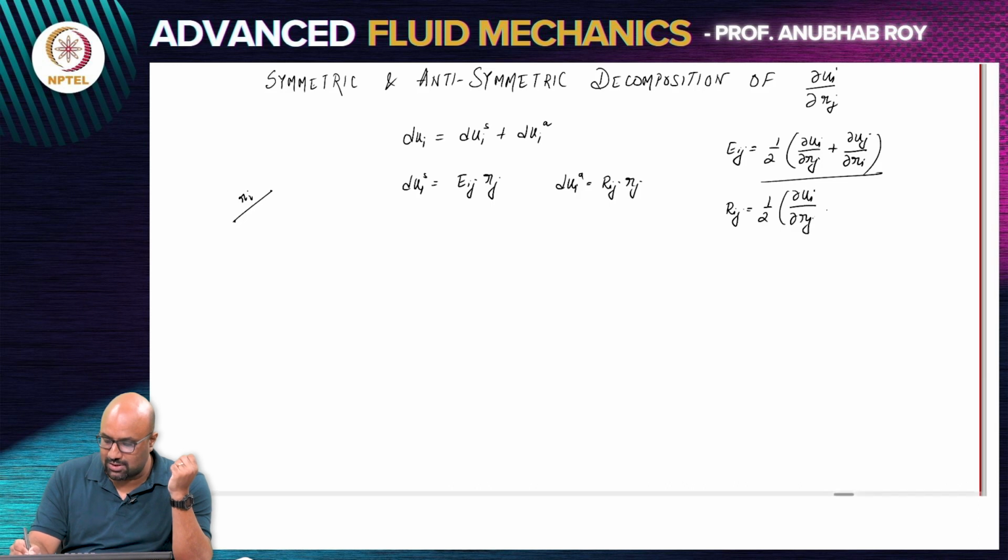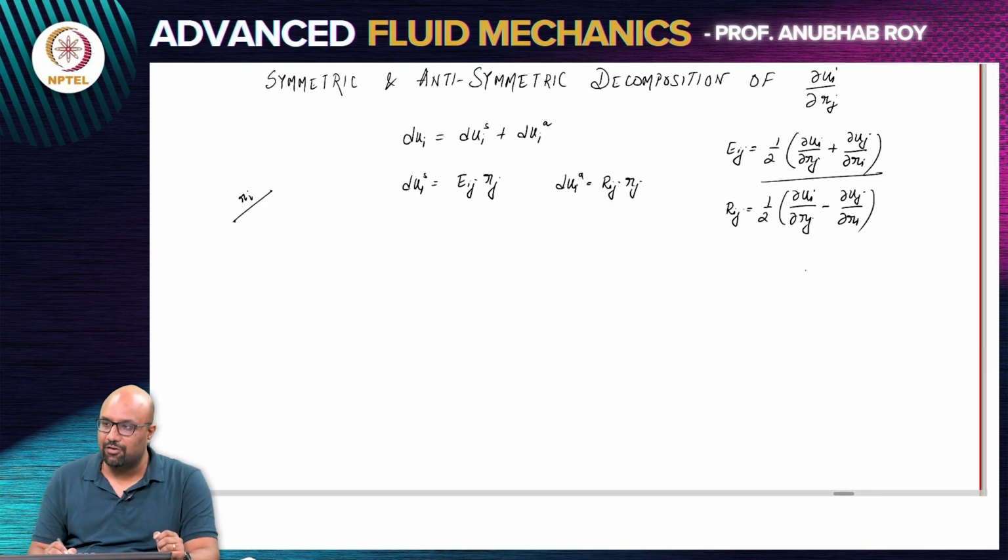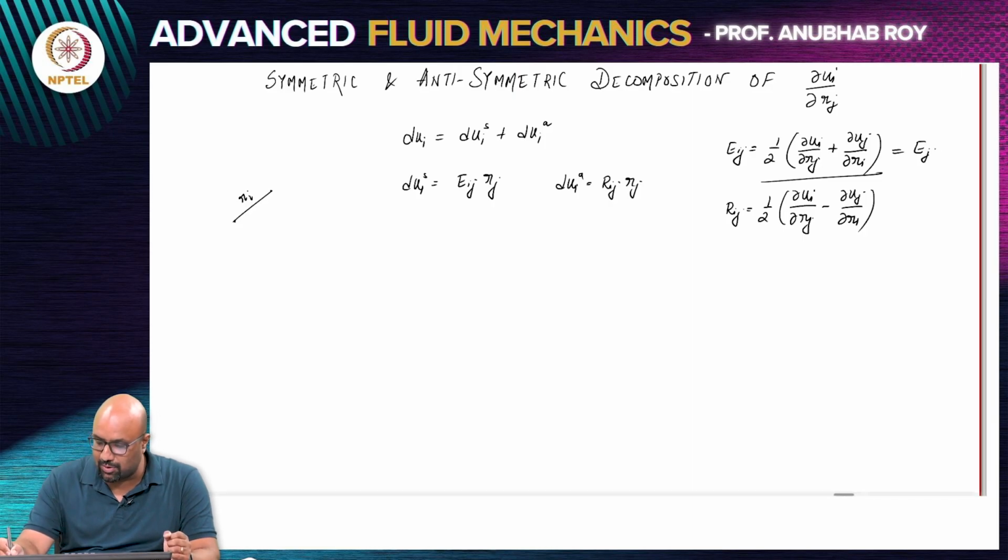And the purpose of doing this is we want to get a feel for what happens to the fluid in terms of its deformation. Can we decompose what is going on? So, Eij has a property that it is equal to Eji and Rij has a property that it is minus Rji.